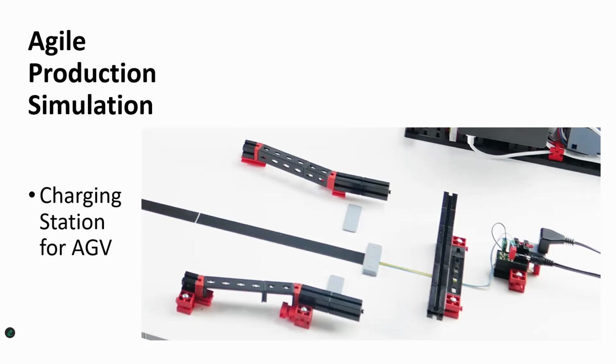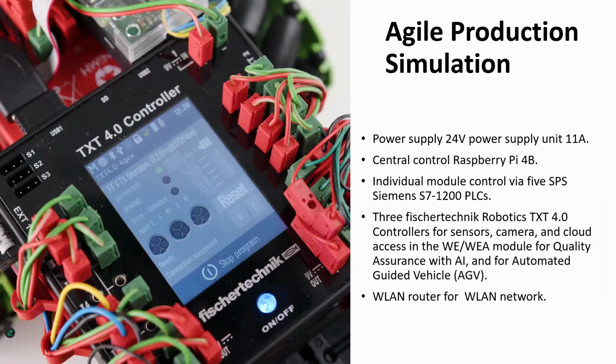Moving right along, just to quickly review some of the technical specifications: it's a 24 volt power supply, 11 amps. The central control is again a Raspberry Pi 4B. The individual modules are each controlled with the help of their own Siemens S7-1200 PLCs. So in total, this model contains 5 Siemens S7-1200 PLCs.